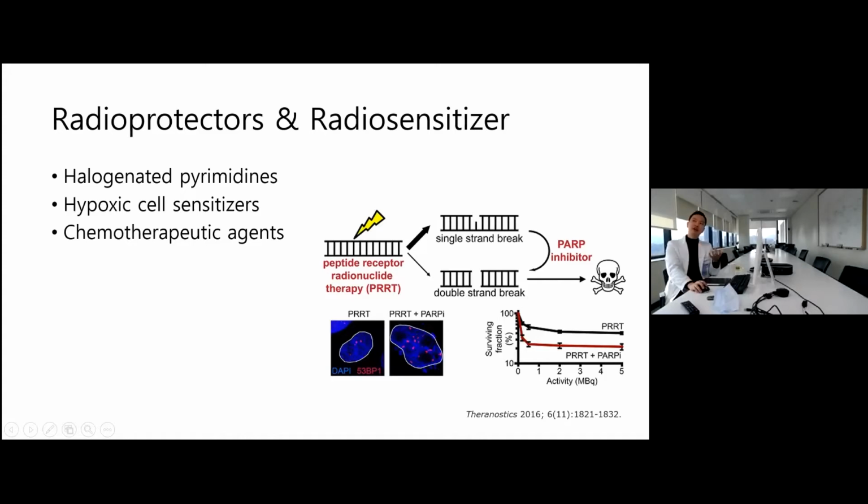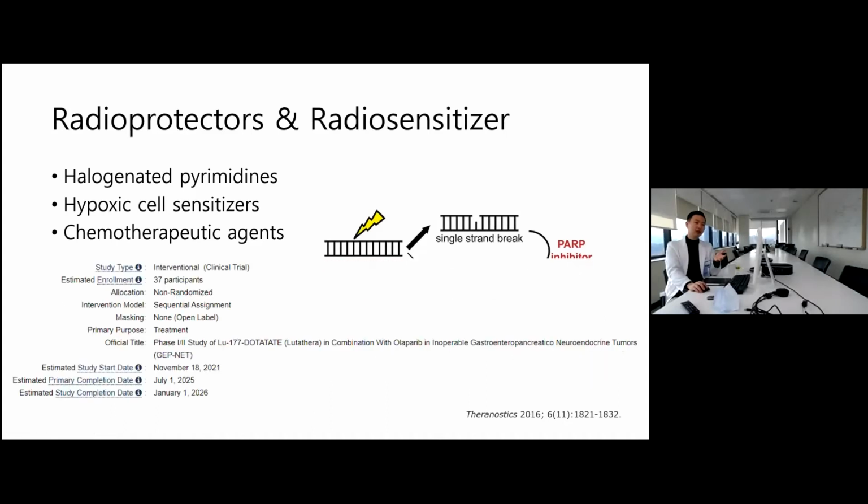However, if you give a PARP inhibitor, this repair mechanism will not work. So such a combination with PRRT will make a more effective therapy for cancers. There is an ongoing clinical trial combining olaparib, which is a PARP1 inhibitor, with Lutathera to see the efficacy of the combination.